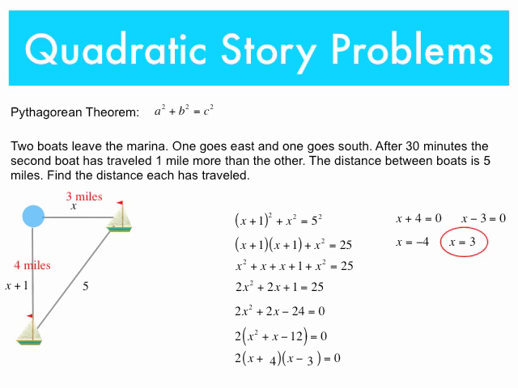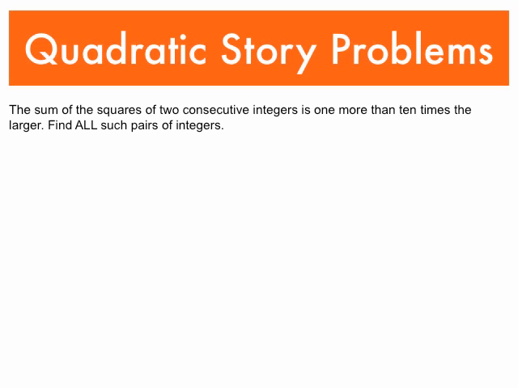Let's look at another example. The sum of the squares of two consecutive integers is 1 more than 10 times the larger. Find all such pairs of integers. So let's make a key. The smaller number is n. The larger number is n plus 1.